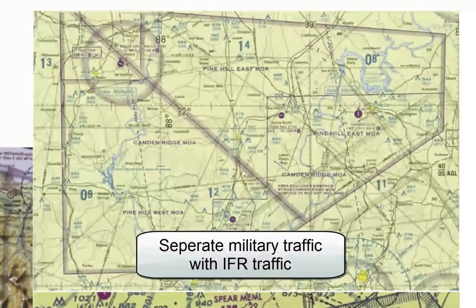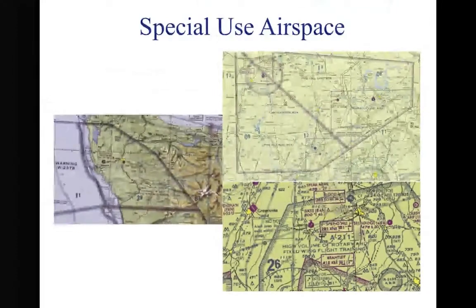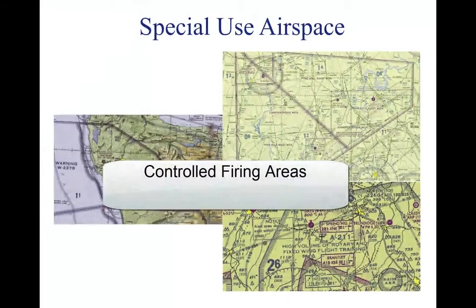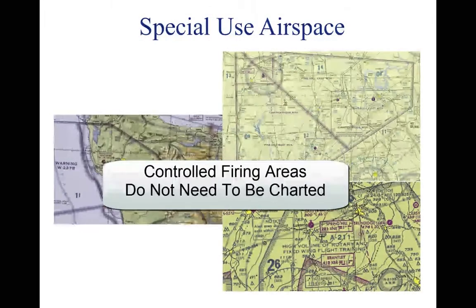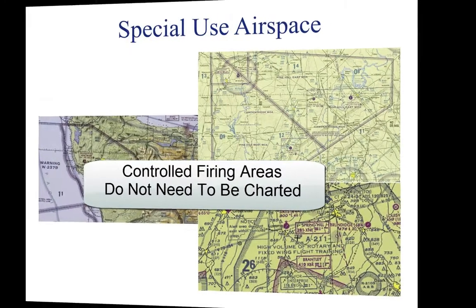Alert areas, pictured on the lower right, are designed to inform non-participating pilots of areas that may contain a high volume of pilot training or an unusual type of aerial activity. Controlled firing areas contain activities which, if not conducted in a controlled environment, could be hazardous to non-participating aircraft. These areas do not need to be charted because activities are suspended when aircraft are in the vicinity.